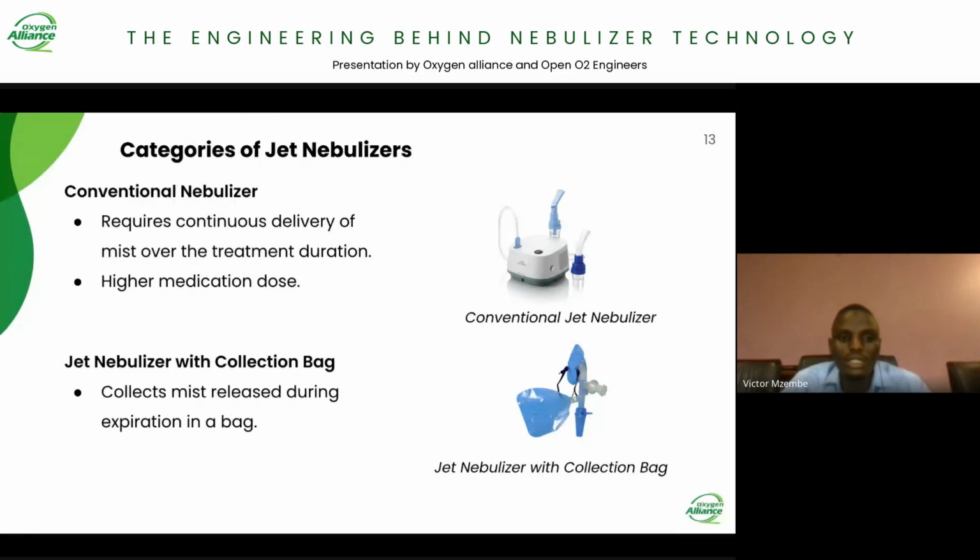Then the other type is the jet nebulizer with a collection bag. The only difference between this one and the conventional nebulizer is that it can collect mist released during expiration, or when the patient is breathing out, in a bag. So while the patient is taking in the mist, and then when they breathe out, the mist that is produced is collected in a bag instead of it just being lost. These collected aerosols can be administered through a one-way valve between the mouthpiece and the collection bag.